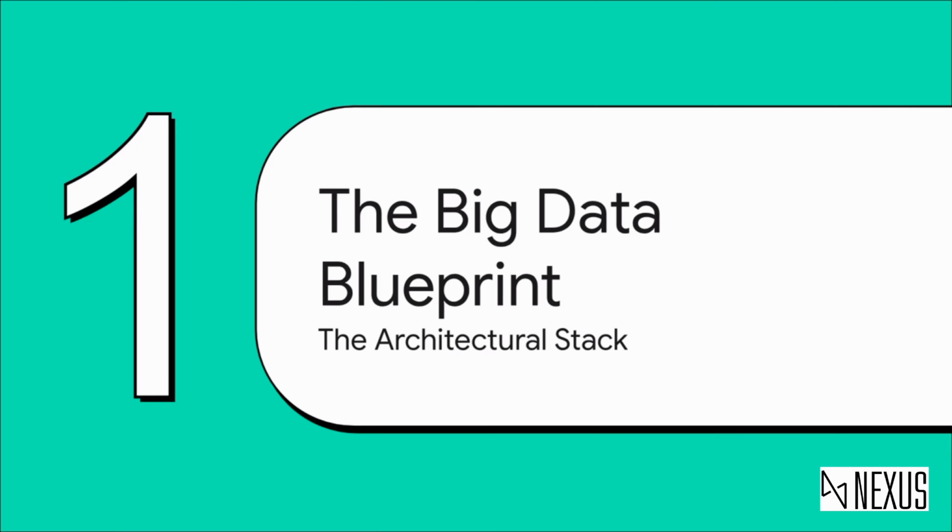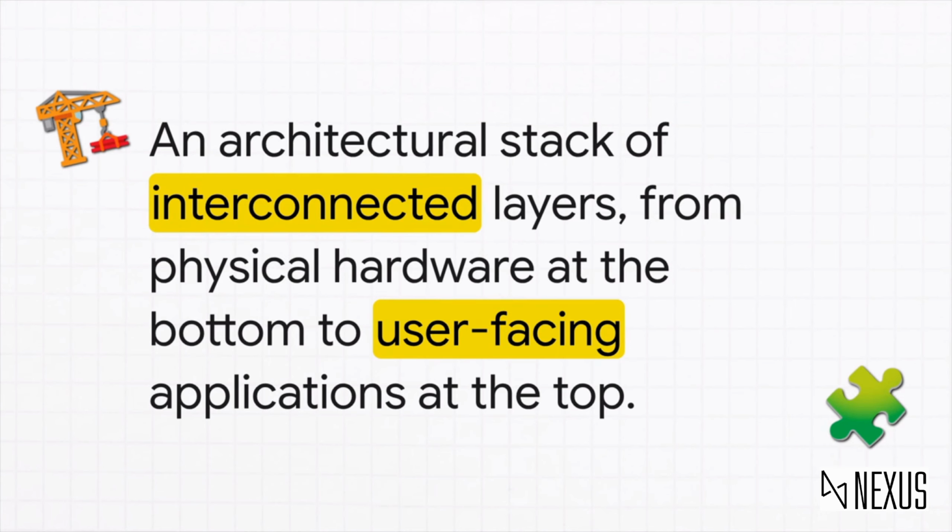All right, first things first, we need a plan, a blueprint. And when we talk about a big data blueprint, we're not talking about one single piece of tech. It's really an entire architectural stack. You can kind of think of it like building a skyscraper, right? You've got all these interconnected layers, one on top of the other. At the very bottom, you have the physical hardware, the bedrock. And way up at the top, you've got the penthouse, the user-facing applications. Every single layer has its own job, and they all have to work together perfectly.